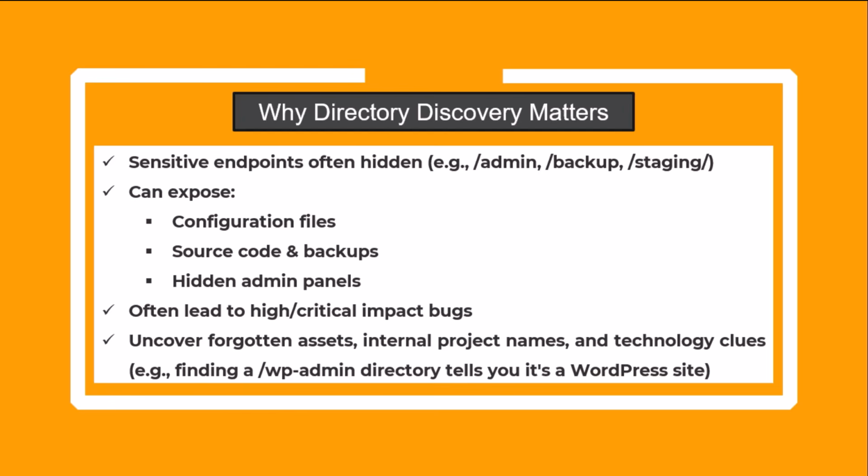They might hide administrative panels, backup files, or staging versions of the website. These hidden endpoints can expose a treasure trove of information: configuration files that might contain database passwords or API keys, source code backups, which let us analyze the application offline for vulnerabilities, and of course, hidden admin panels that are the keys to the kingdom. From an OSINT perspective, finding a forgotten directory might reveal an old project, the names of developers, or the technologies being used. From a security perspective, these discoveries often lead directly to high-impact findings.